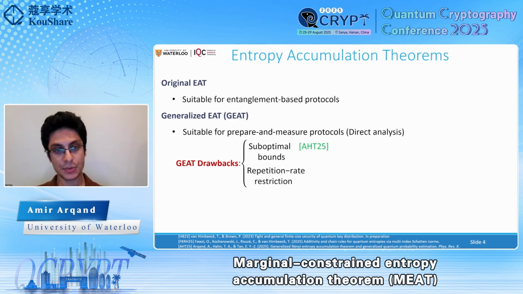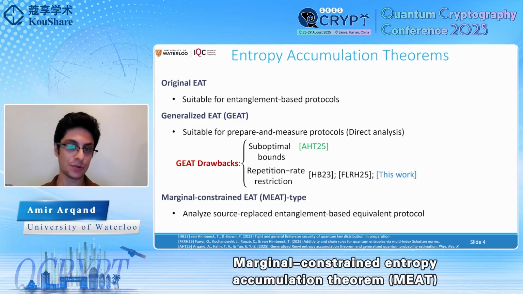The first limitation was already resolved in our previous work, and the second has been addressed in a sequence of works, including this one, which I'm going to term under the umbrella of MEAT-type statements, where essentially the idea of all of these developments was to instead analyze the source-replaced equivalent protocol.